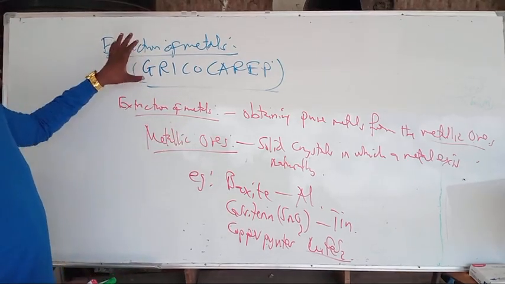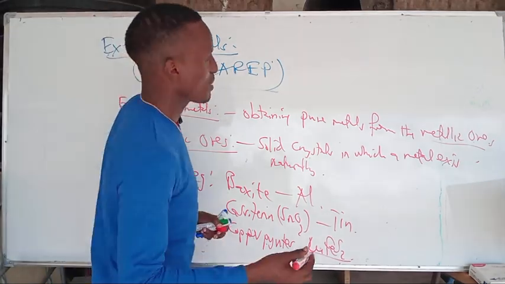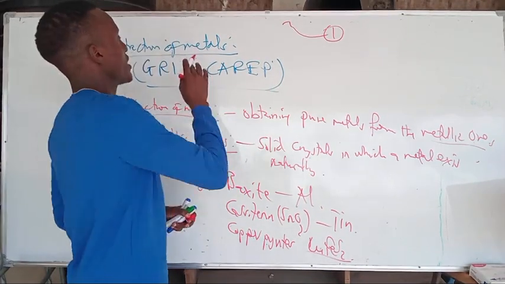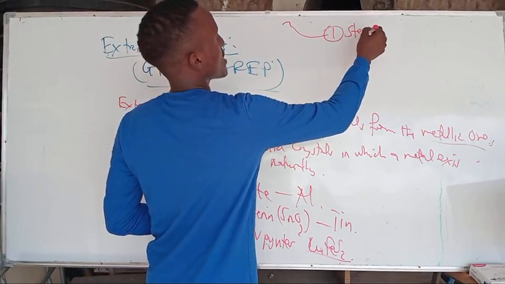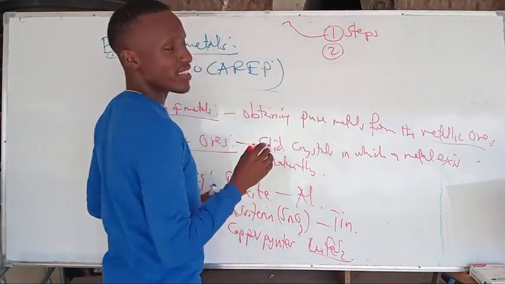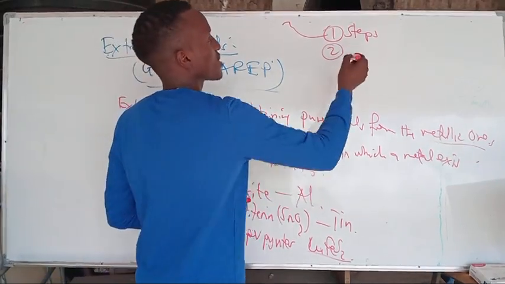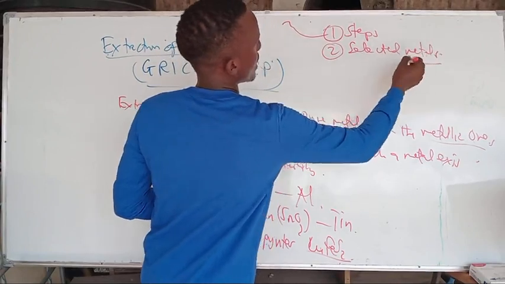So you need to know the objectives now. We have 2 objectives here to understand the extraction of metals. The first thing that we need to understand, subtopic number 1 in this extraction, is the steps for extraction. And the second thing, you need to know about the selected compounds of selected metals, which I've just told you are 3 actually.